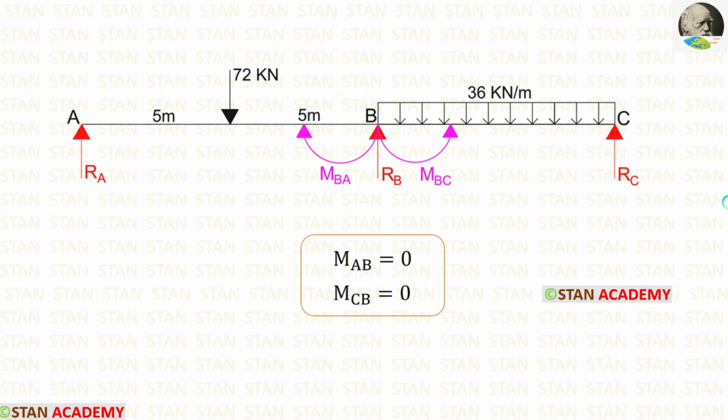In the joints, there will be two movements. In the joint B, we are having two movements. One movement will be acting in the clockwise direction and another will be in the anti-clockwise direction. But both of the movements will be having the same value. So in this analysis, we have to find two movements and three reactions RA, RB and RC.